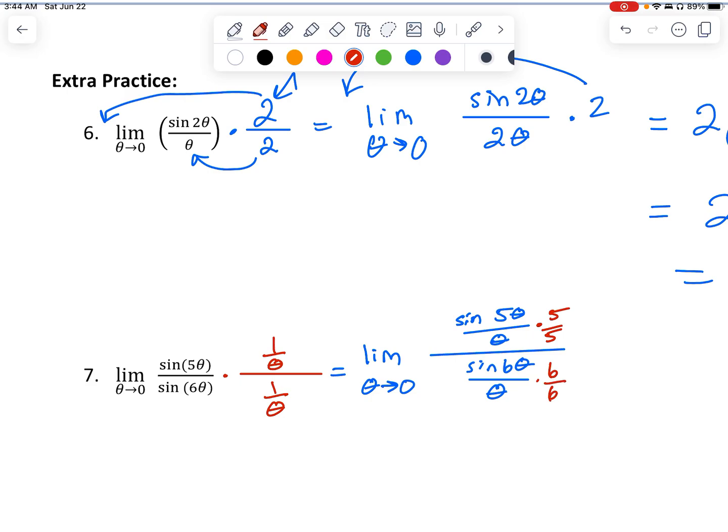So now I'll have my sine 5 theta over 5 theta is here, and that 5 that's left over will come out in front. Same with the 6, so sine 6 theta over 6 theta is here, and the 6 is left over to come out in front.